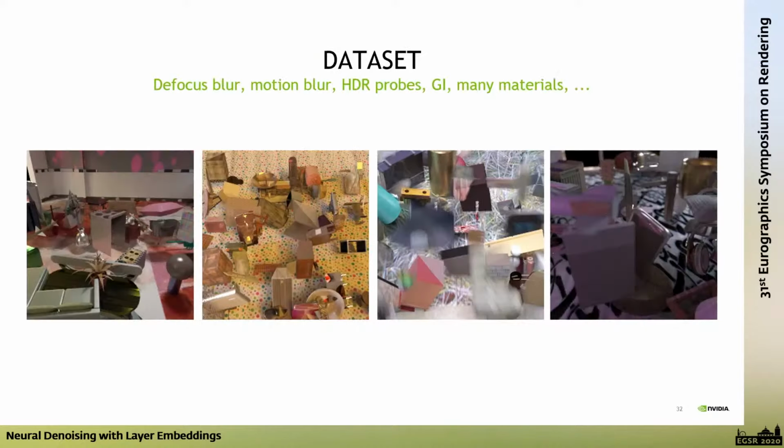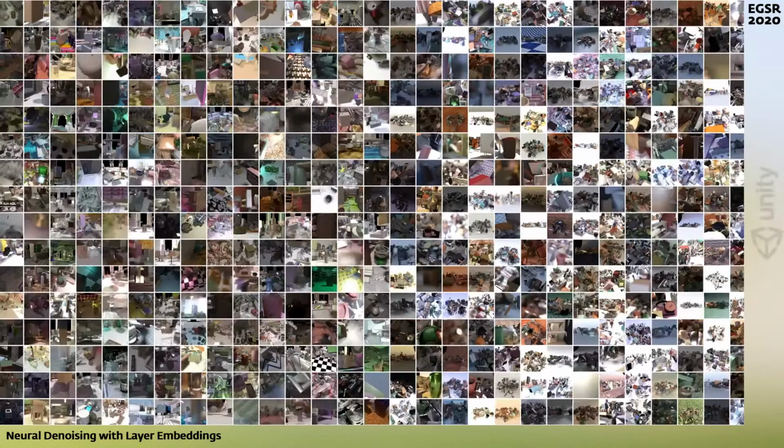To train our architecture, we use a large dataset. We followed the approach by Gurprit and created a random scene generator. So we use 50,000 3D models from ShapeNet, a vast collection of HDR probes, textures, many materials. We randomized more or less everything. This created a vast collection of scenes that we used to train networks.